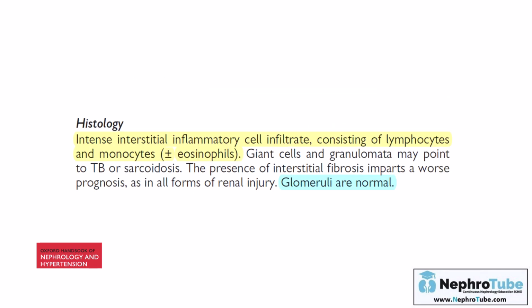We will find intense interstitial inflammatory cell infiltrate in the form of lymphocytes, monocytes, and maybe eosinophils. And for sure, the glomeruli are normal. You may find giant cells and granuloma in cases of TB and sarcoidosis. And as in any case of renal injury, if there is interstitial fibrosis in the kidney biopsy, whatever the etiology of the disease, it is a key for worse prognosis. So if there is interstitial fibrosis, this indicates that the prognosis is poor.